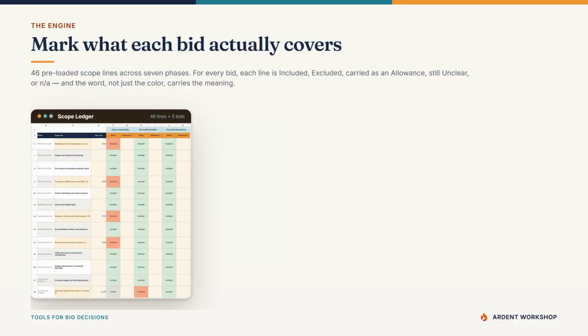The scope ledger preloads 46 lines across 7 phases of a renovation. For every bid, mark each line included, excluded, allowance, unclear, or not applicable, so every line has an answer on the page rather than in your memory.